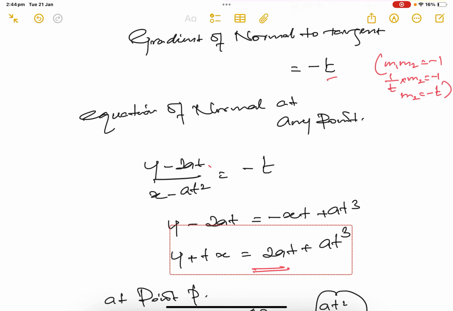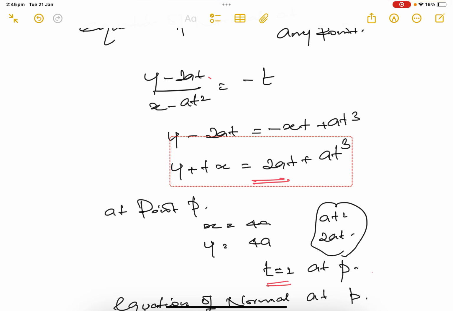So we have found the gradient, and we know the point the normal goes through. It's an arbitrary point, (at squared, 2at). Then we can find the equation. We know the coordinates of a point and the gradient. Therefore, the equation is y minus 2at, the y coordinate, over x minus at squared, equals minus t. If you cross multiply that, y minus 2at is the left hand side, and the right hand side is minus t times x, minus t times x is minus xt, plus, minus minus plus, at cubed.